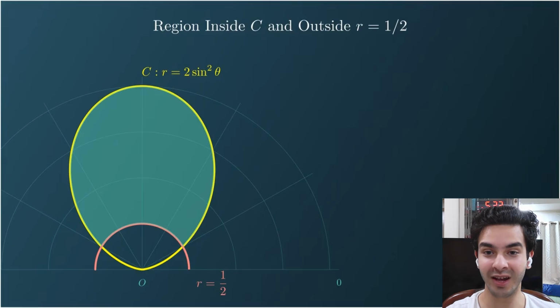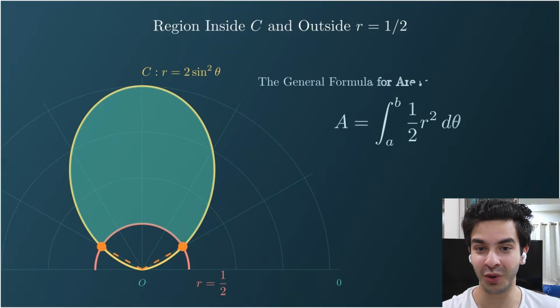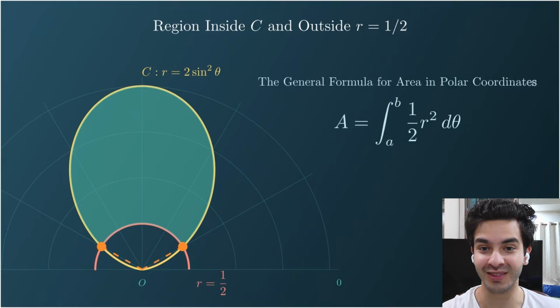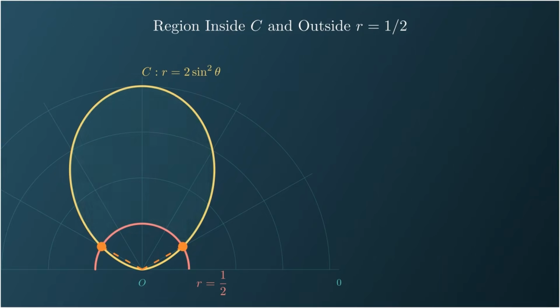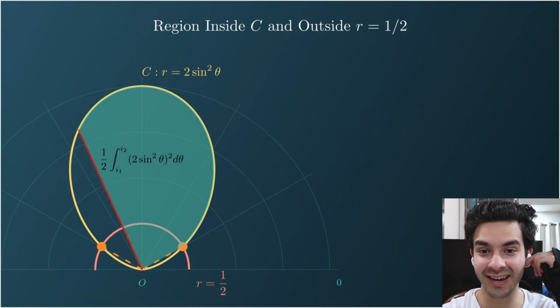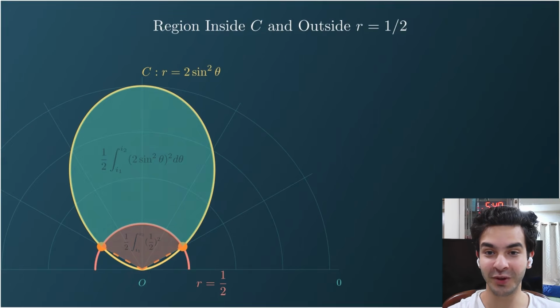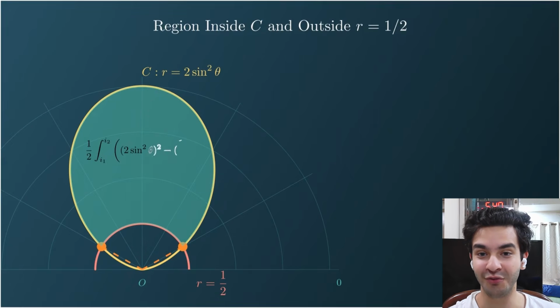I want you to focus on the intersection points between the curve and the semicircle. Let's visualize what would happen if we use these intersection points as our bounds for integration. But remember, in polar coordinates, if you want to find the area of something, you have to use this formula. I'll show the exact working for the integrals later, but this is the region we get if we find the area inside C with these bounds. And now let's subtract the area we get under the semicircle with these bounds. And look, we're left with exactly the shaded region we wanted from before.